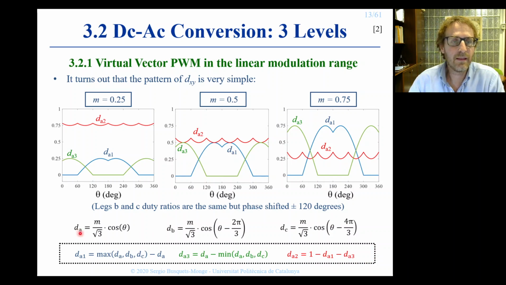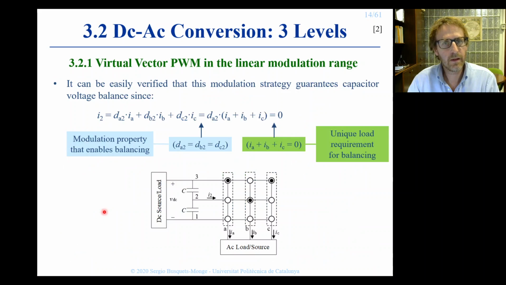So you can see that by using these very simple equations, we can implement the modulation strategy without having to deal with any space vector diagram related calculation.